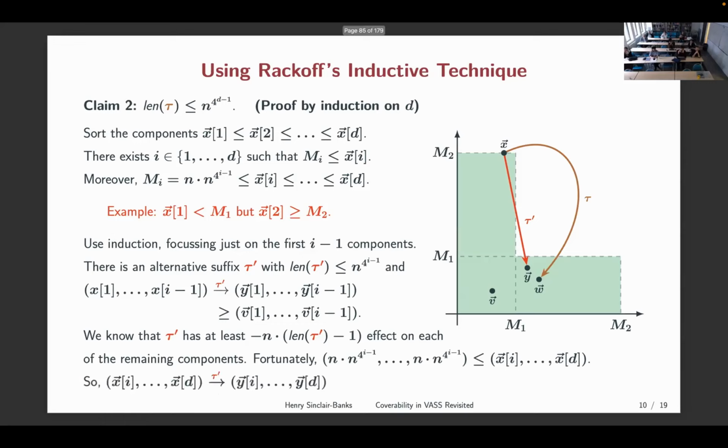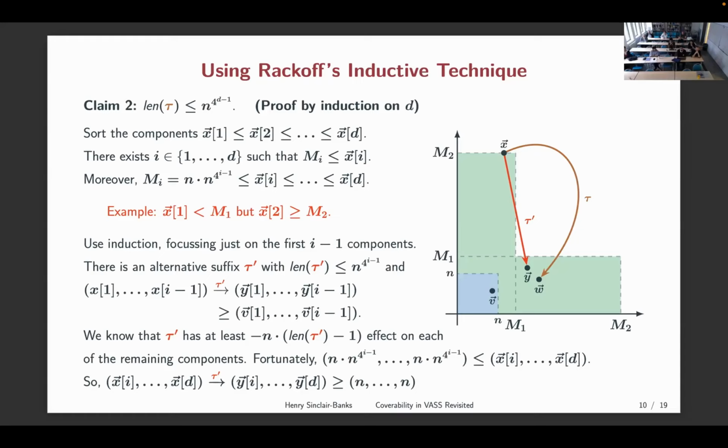And so then if you take tau prime, the new path, from x1 to xd, you're going to subtract at most that value from each. And you know that you'll be left with at least n on every component, because the length of tau prime is n to the 4 to the I minus 1. So at the very end, you're left with something at least n. Not much, but the point is that you'll stay above n. You remain non-negative, which is nice. And actually, you stay just outside of this box. So you know for a fact that y will be outside of this box.